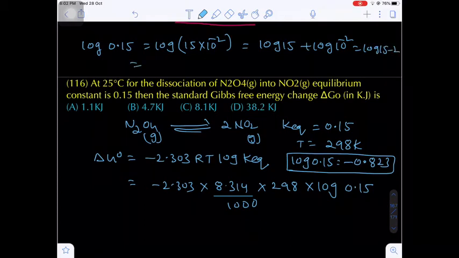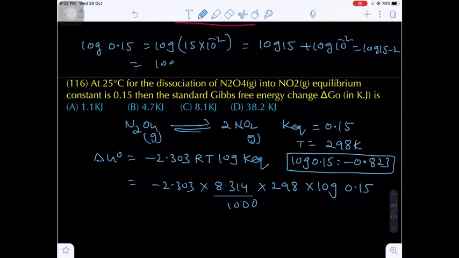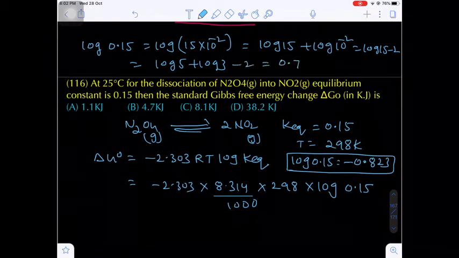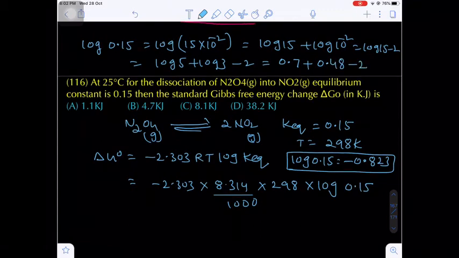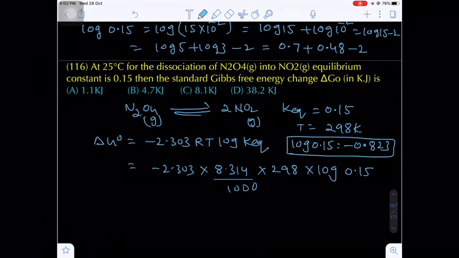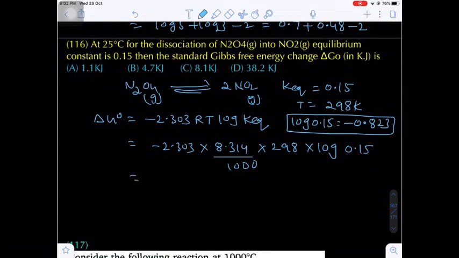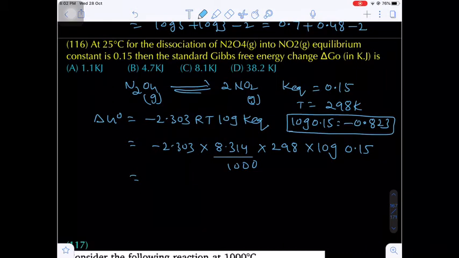Again log 15, shall I write log of 5 plus log of 3, because log AB is log A plus log B, minus 2. Do you know log 5 value is approximately 0.7 and log 3 value is approximately 0.48, and this will be minus 2. After simplification you will get the logarithm of 0.15 value as minus 0.823. Okay.